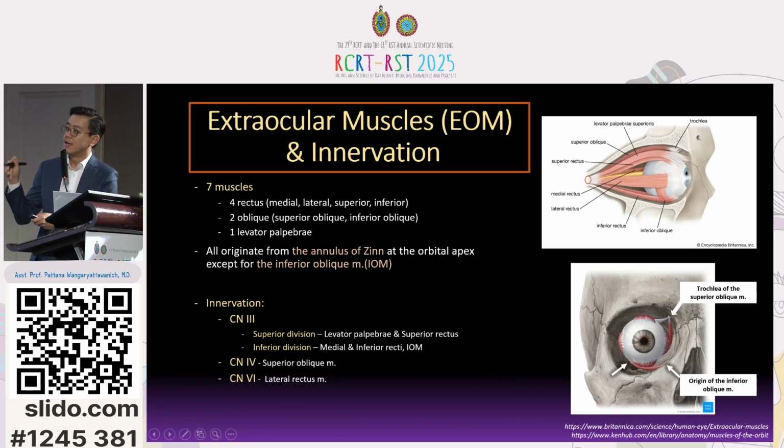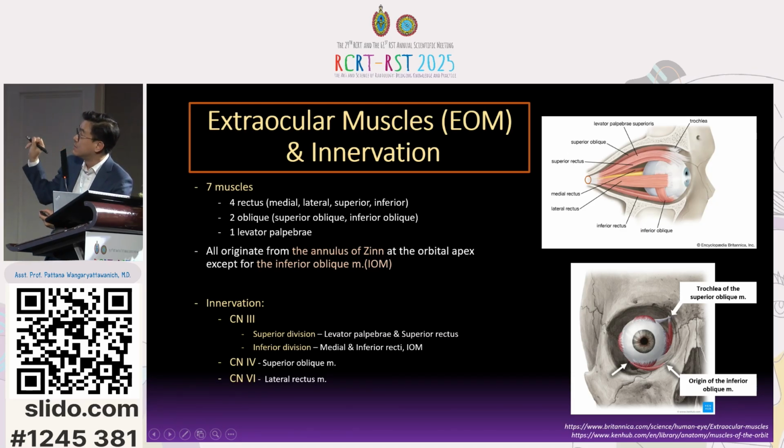For innervation, the oculomotor nerve or cranial nerve 3 is the main nerve that supplies most of the extraocular muscles. When cranial nerve 3 enters the orbit at the orbital apex, it splits into 2 main divisions. The superior division supplies levator palpebrae and superior rectus. The inferior division of the oculomotor nerve supplies the medial and inferior rectus muscles and inferior oblique muscle. Cranial nerve 4 supplies the superior oblique muscle, and cranial nerve 6 supplies the lateral rectus muscle.